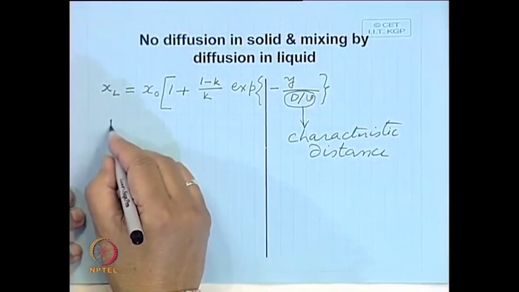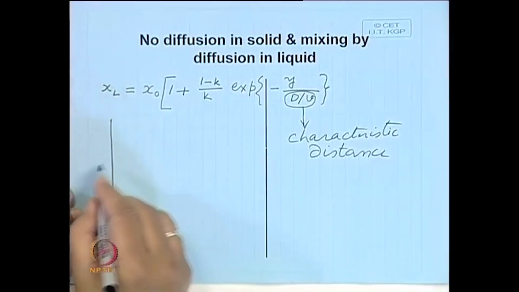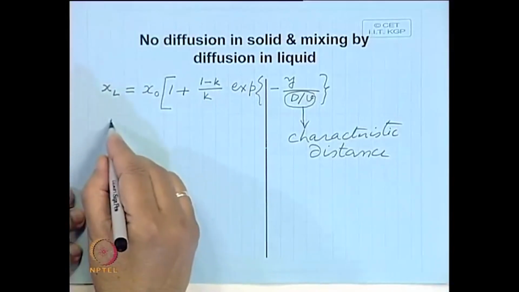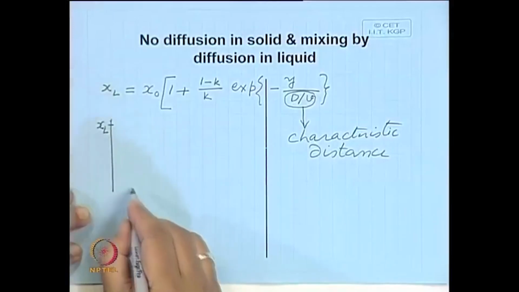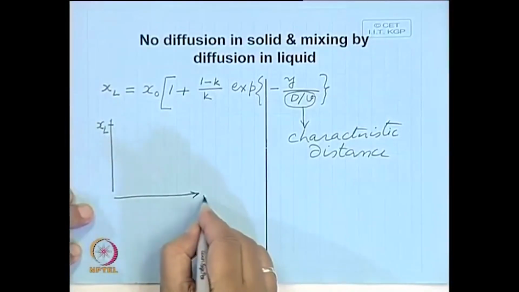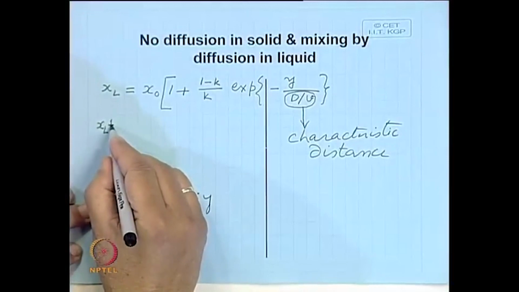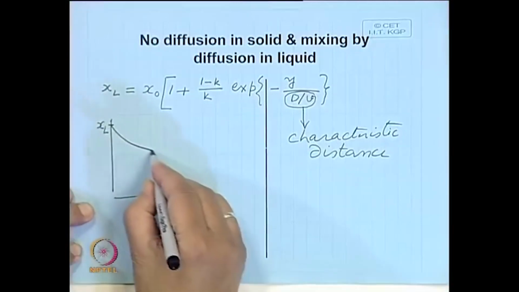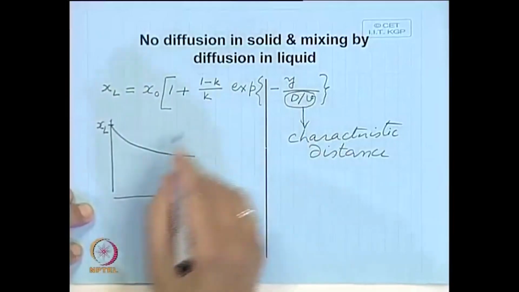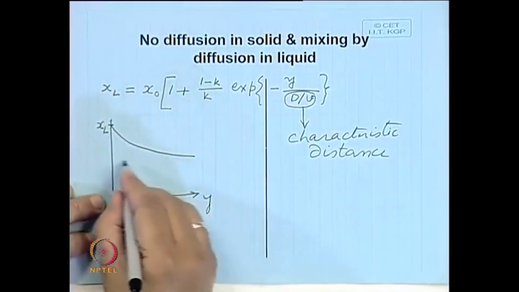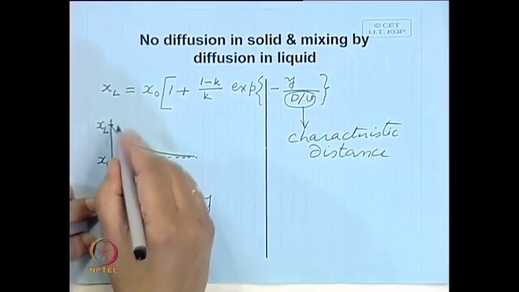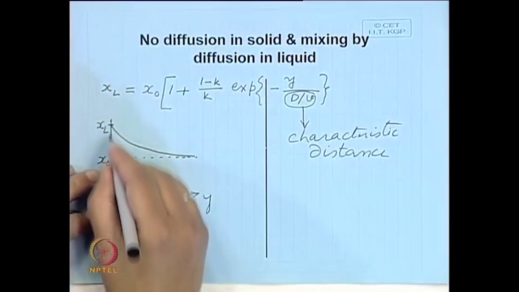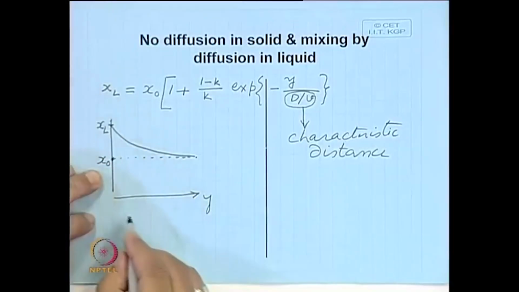So, from that interface, say suppose this is the interface, and here your concentration at the interface is x_L. As you go in this direction y, your concentration is changing like this, and at a large distance it becomes equal to x_0. So, this is x_L, this is x_0.